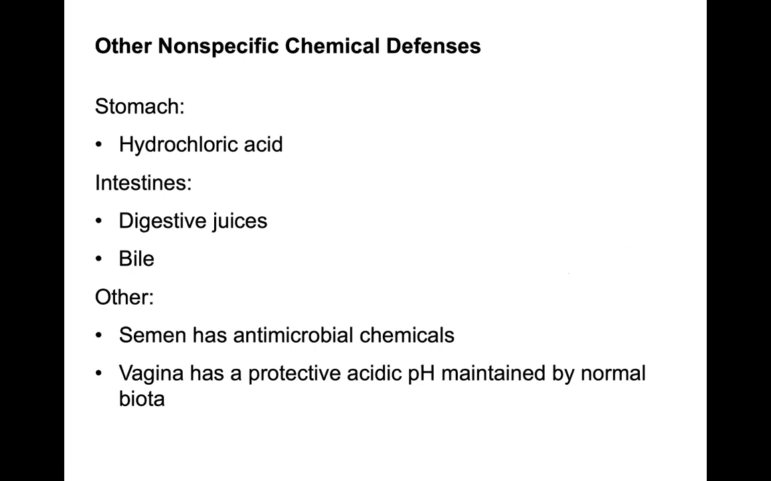With the stomach, you have the secretion of hydrochloric acid. Again, not a very favorable environment for microbial growth. In the intestines, you can have digestive juices and bile. Again, not creating a very favorable environment for growth. Semen has antimicrobial chemicals that are present, and the vaginal tract has a protective acidic pH, much like the skin. Vaginal pH can be as low as 4 to 4.5, which is created by the normal bacteria that live within this vaginal tract.